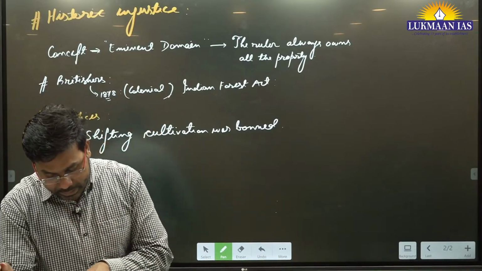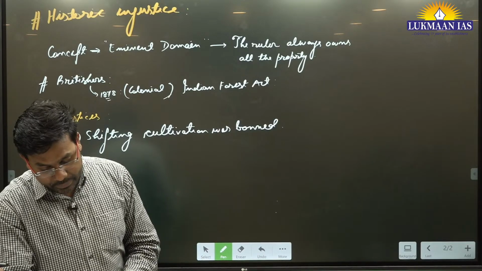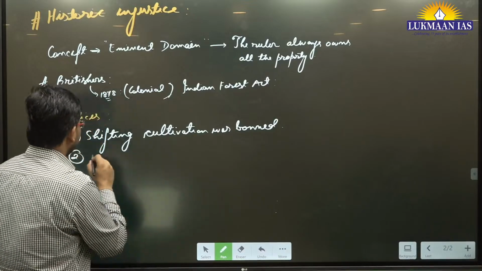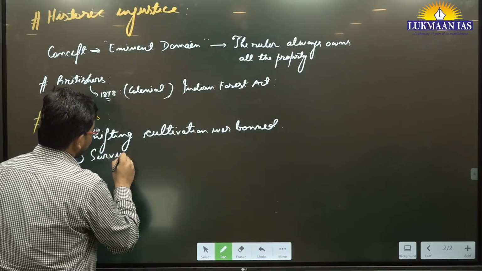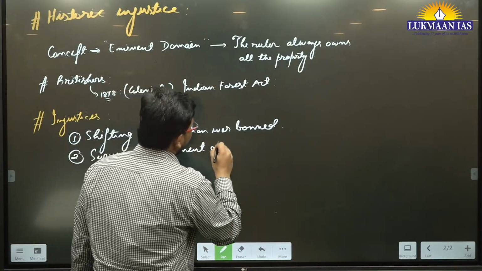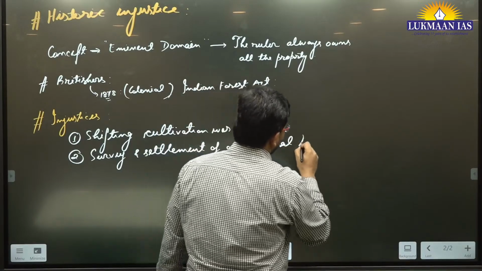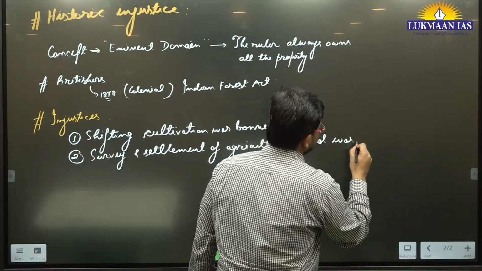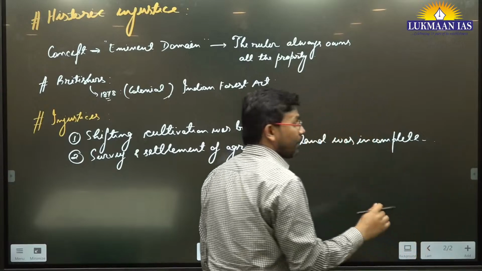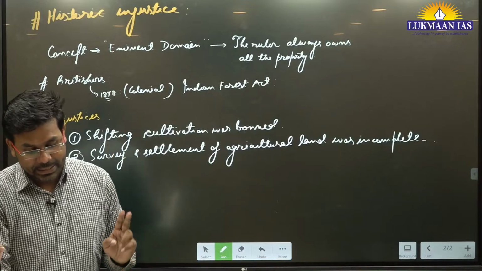The second injustice is that the survey and settlement of agricultural lands was incomplete and biased in favor of the state. It was incomplete and it was biased towards the ruler, or towards the state. That was the second injustice done to these people.